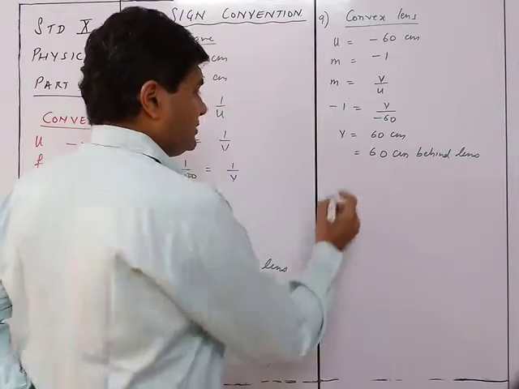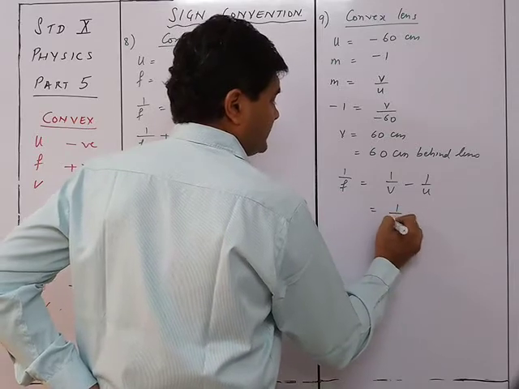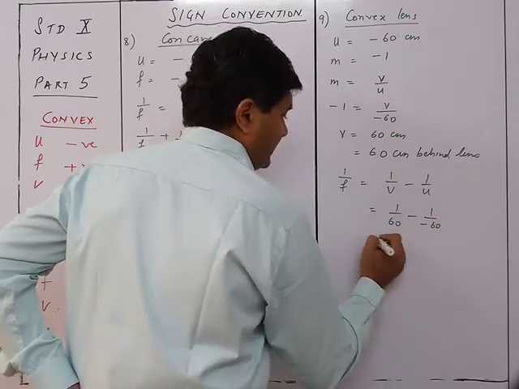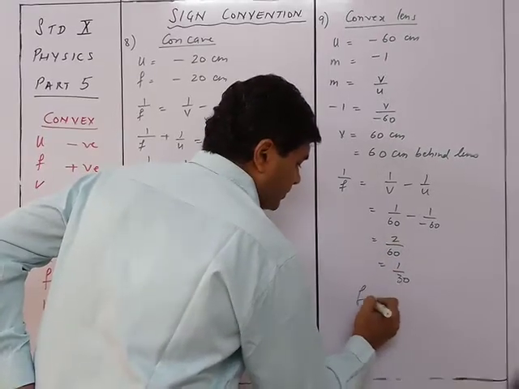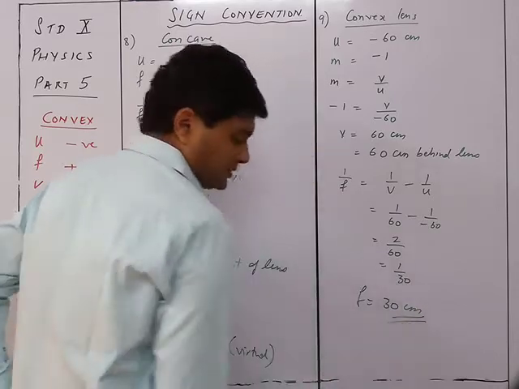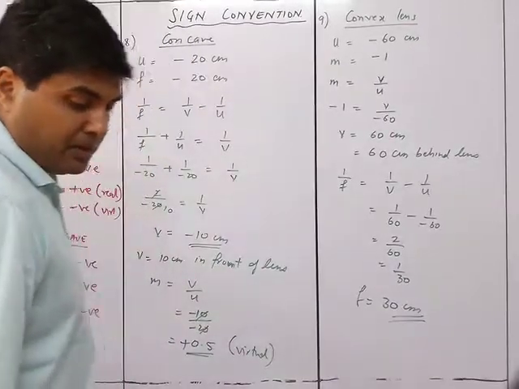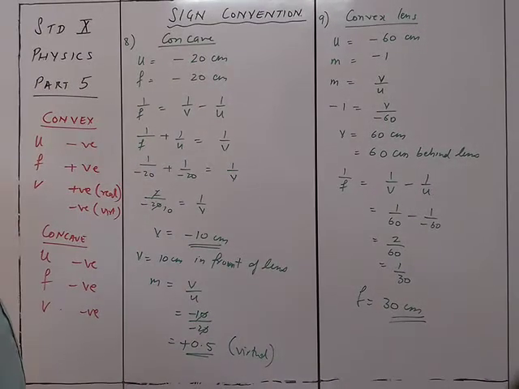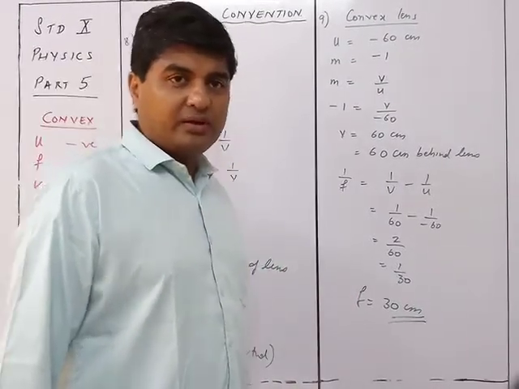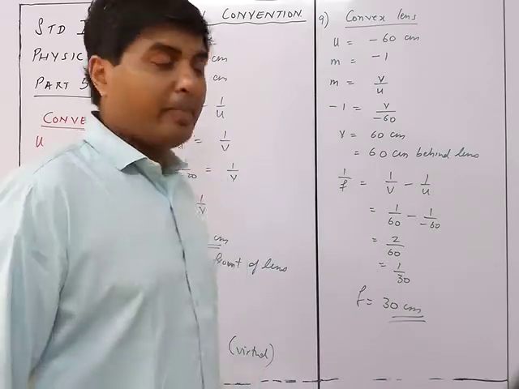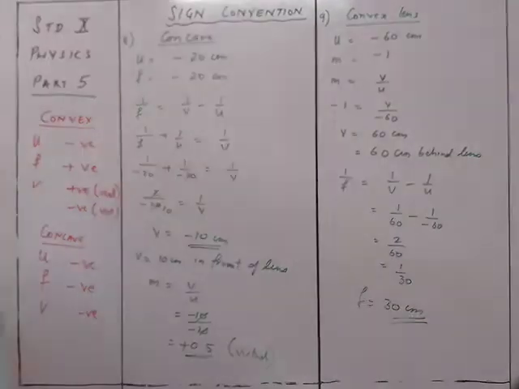We need to find out the focal length. So 1 upon f is equal to 1 upon v minus 1 upon u. It's 1 upon 60 minus 1 upon minus 60. That's 2 upon 60, which is 1 upon 30. So f is equal to 30 centimeters. Clear? This was sum number 9. Once you get into the rhythm of this, it becomes easier. Mainly you need to remember the sign conventions. That's why I wrote it here, so that we don't make mistakes while doing the sums.